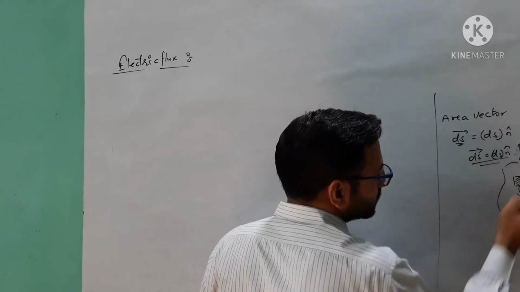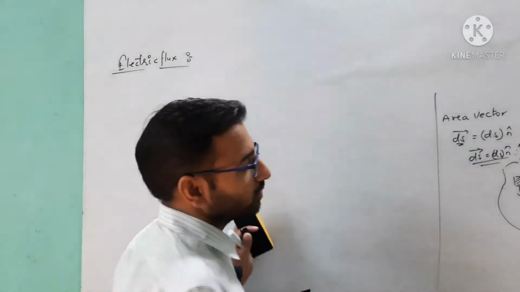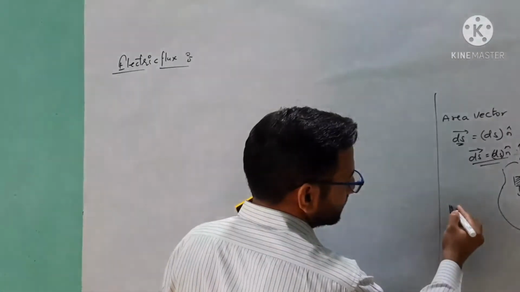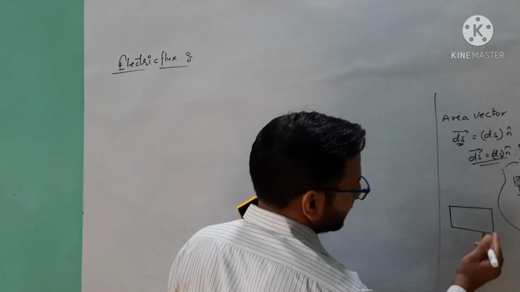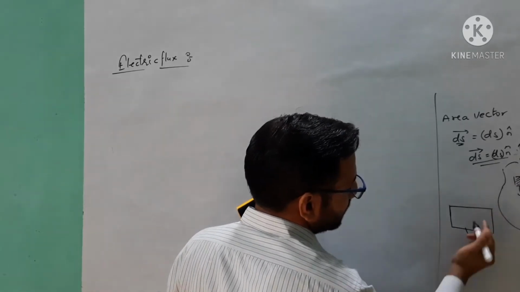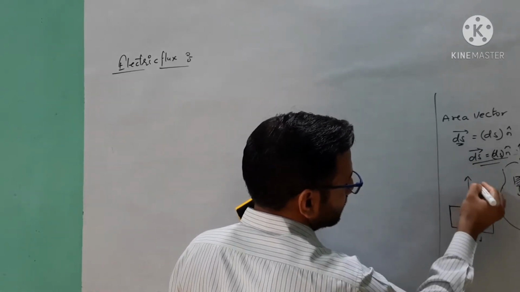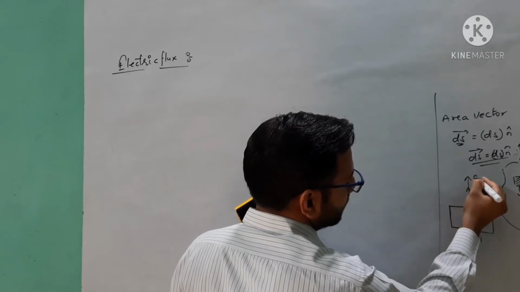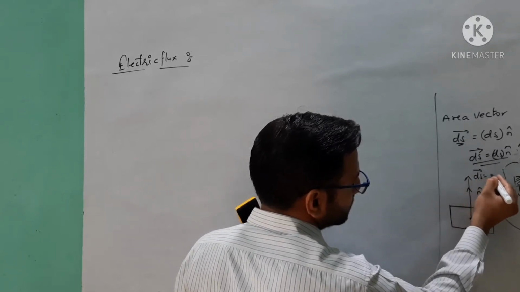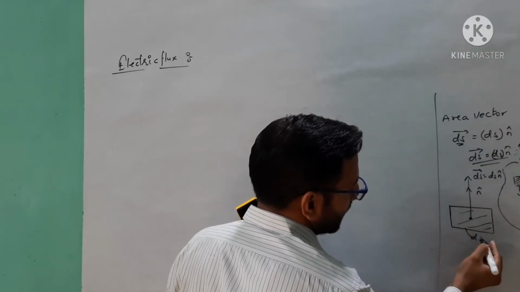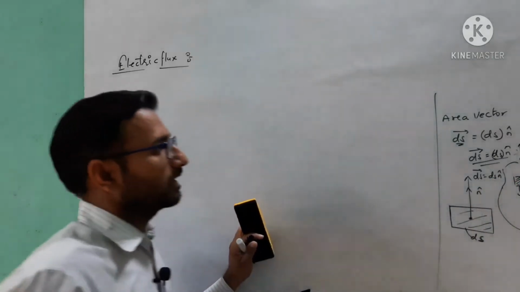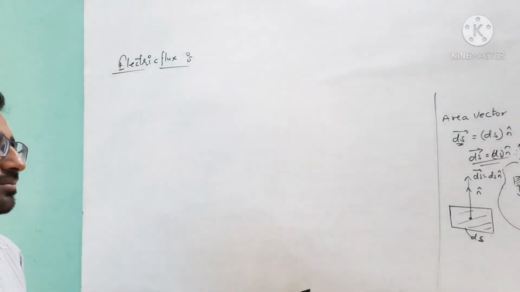Or you can show this elementary surface separately. Suppose this is our elementary surface drawn larger, and this is the direction of the area vector, which is equal to dS n cap. So you can show the value of this area vector with the help of a diagram like this.